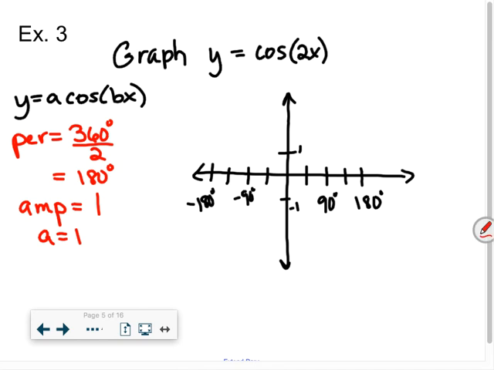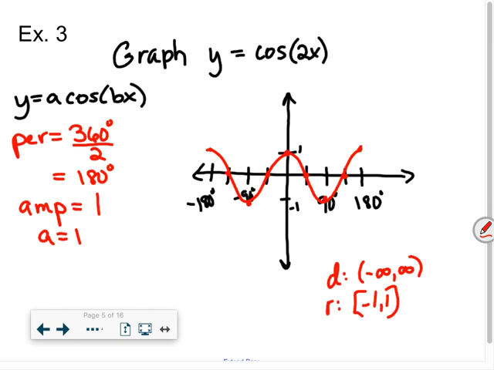So this one's going to start at 1, 0, negative 1, 0, 1. Make it nice and rounded and curved. It's not like pointy. It's not B's. So my domain is negative infinity to infinity. The range is negative 1 to 1.